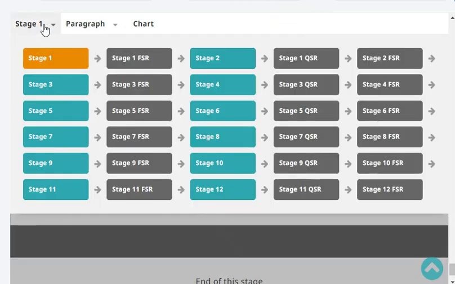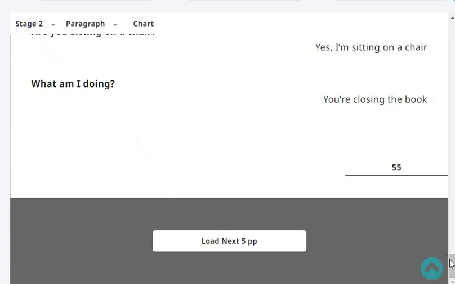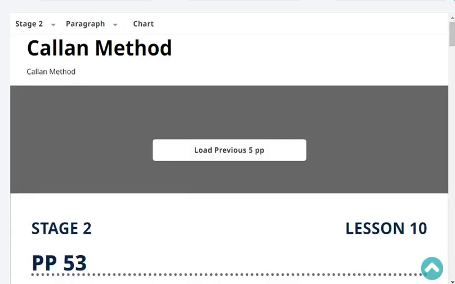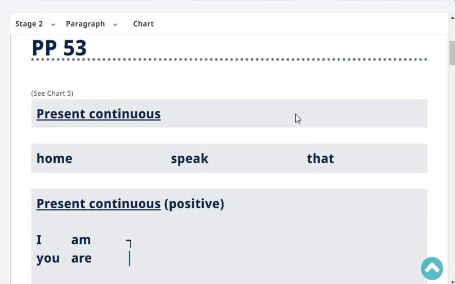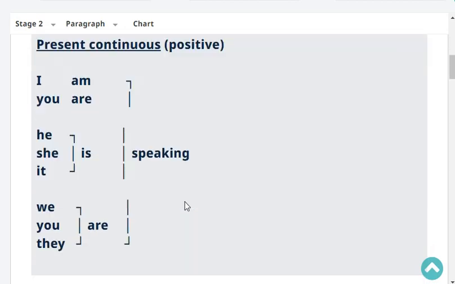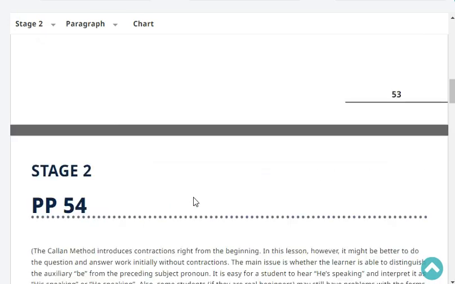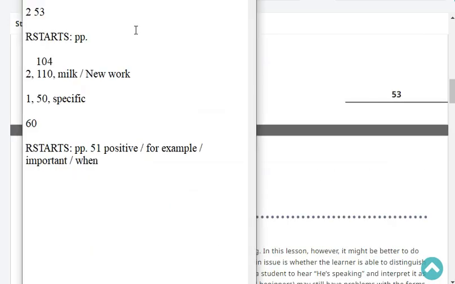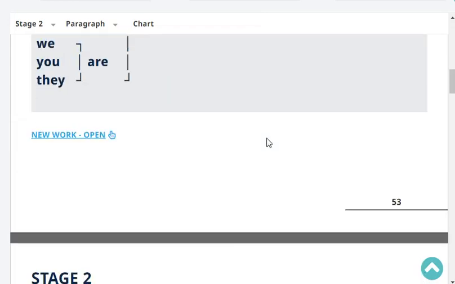Okay, we will start stage two reading. Page 53, stage two. We start with the head word. Speak. I am speaking. You're speaking. He's speaking. She's speaking. It's speaking. We are speaking. You are speaking. They are speaking.